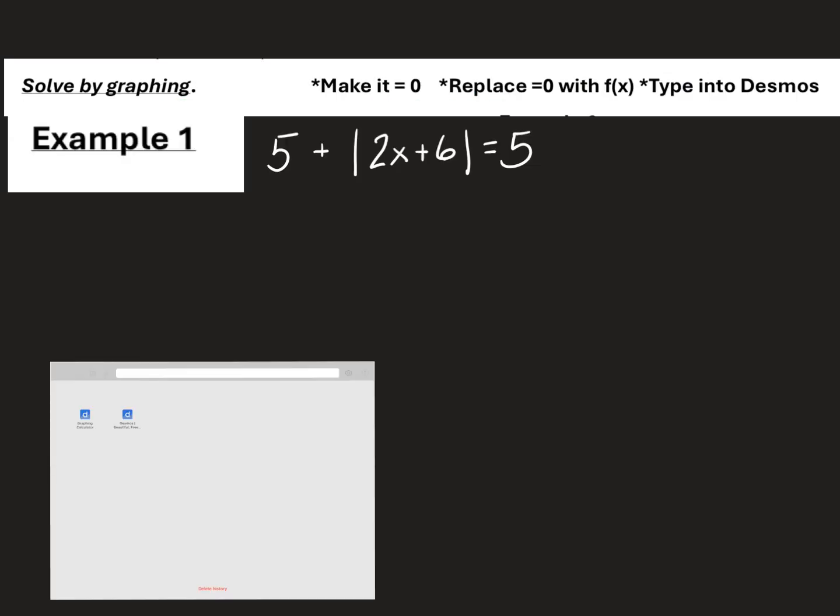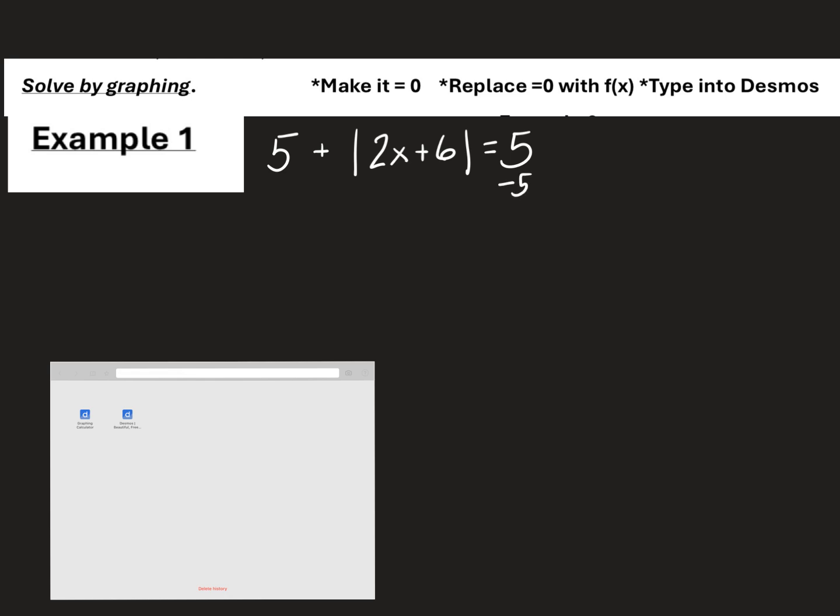Okay, we'll start with example 1. If you will please write down example 1. We're going to solve by graphing. So the first thing we're going to do is find the related function. That means we're going to rewrite the equation. We're going to make it equal 0, like it says here. So to make it equal 0, I'm going to move this 5 to the left side.